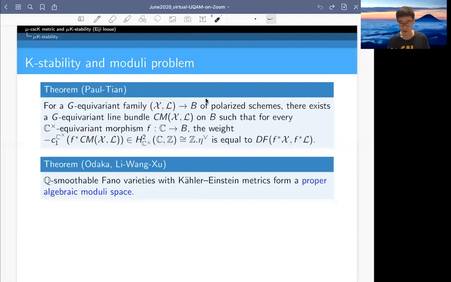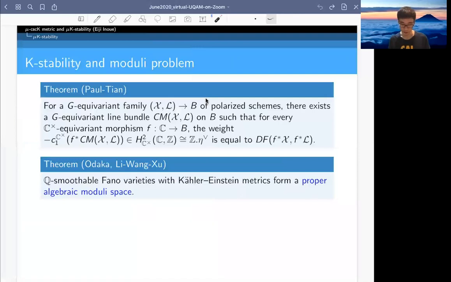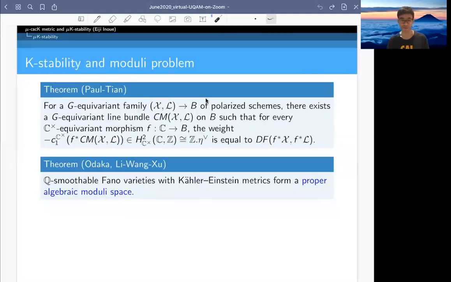And using this, though this is not all, but using many techniques in Chen-Donaldson-Sun and this K-product, Odaka and Wang-Xu show that Q-smoothable Fano varieties with Kähler-Ricci metric form a proper algebraic moduli space. They use these results to prove the algebraicity of the K-semistable locus under some deep estimate of Chern-Tian-Donaldson-Sun.